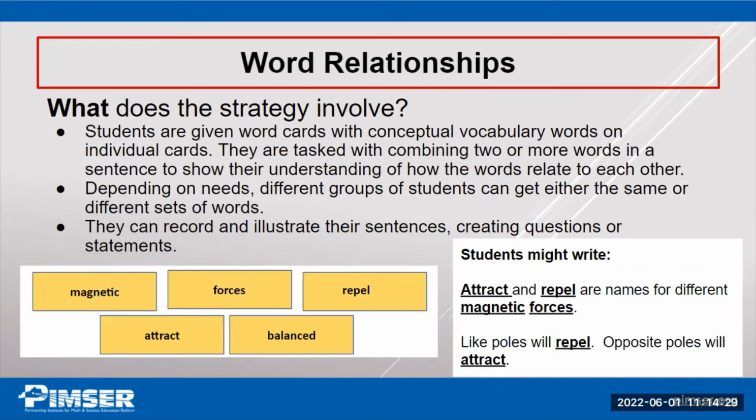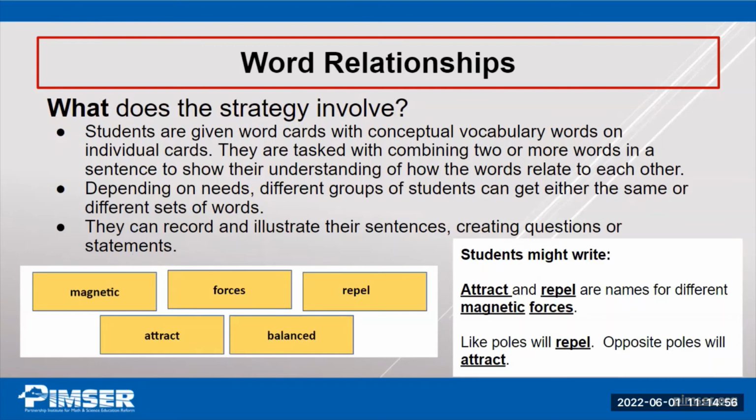Okay, the next strategy is called word relationships. Students are given word cards in this activity with conceptual vocabulary words on individual cards, like you see here. They are tasked with combining 2 or more words in a sentence to show their understanding of how the words relate to each other.